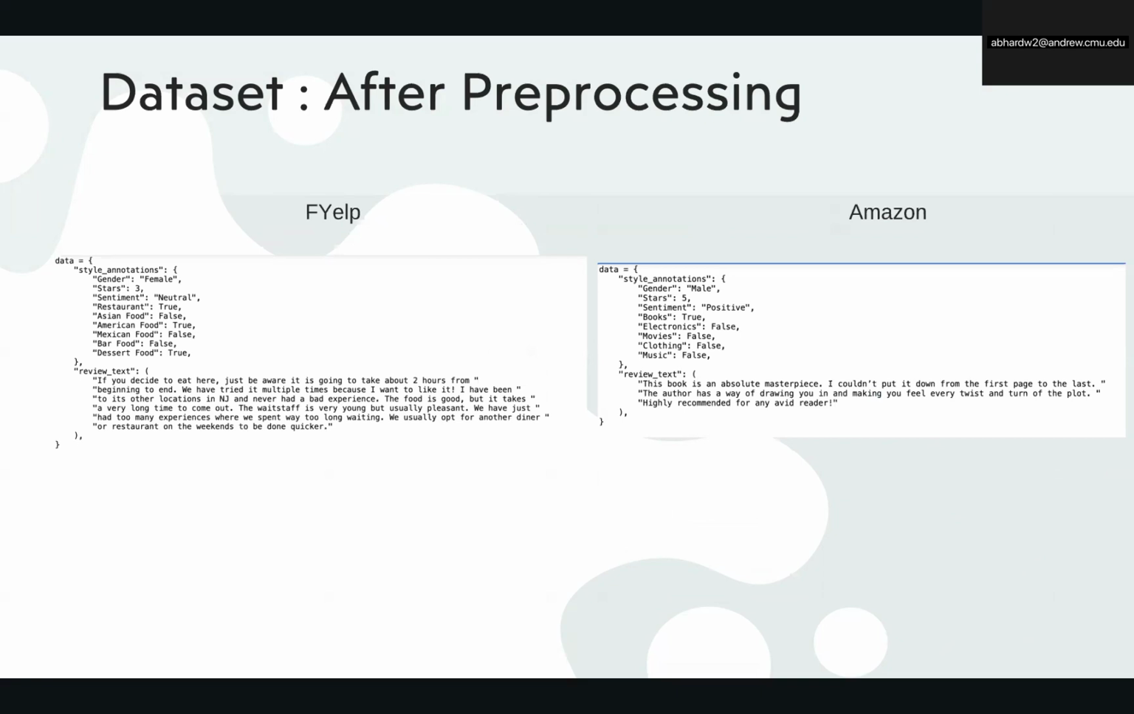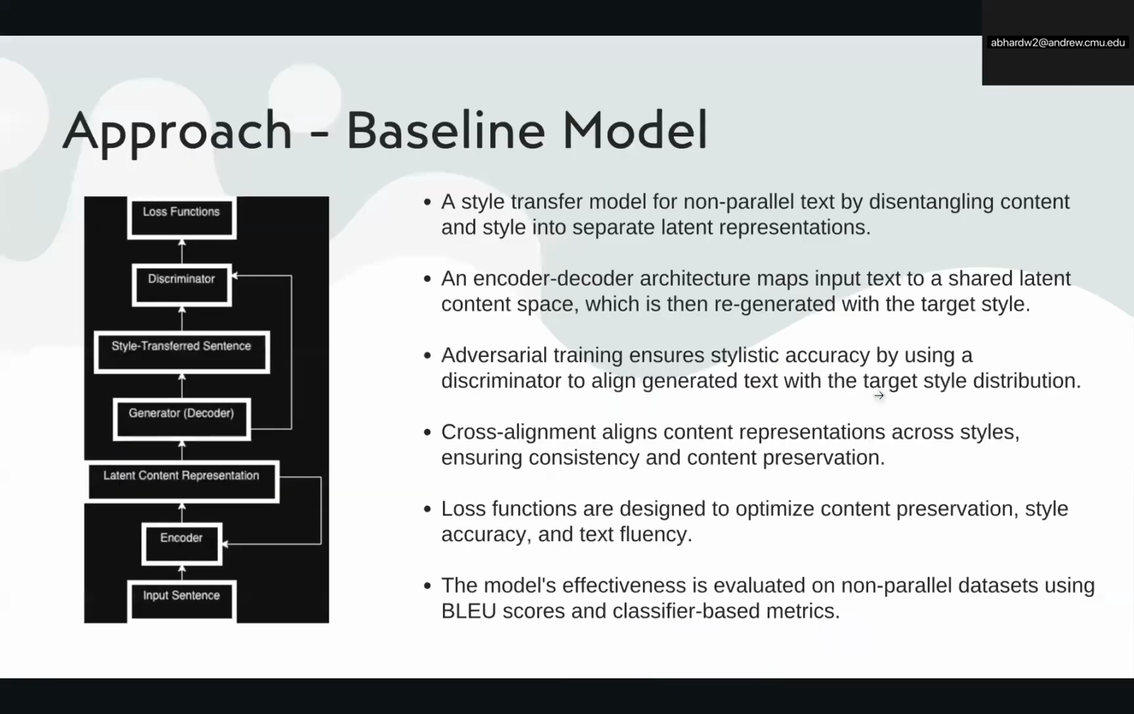Now, let's talk about the baseline model approach. The baseline model uses an encoder-decoder architecture to separate content and style into distinct latent spaces. The encoder captures a style-independent representation, preserving core content, while the decoder reconstructs the sentence with a desired style.